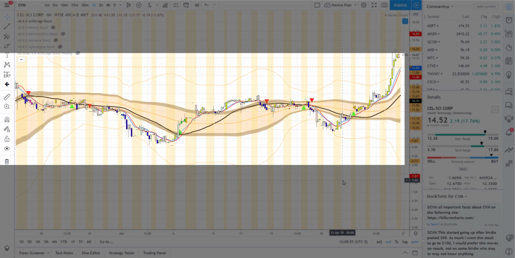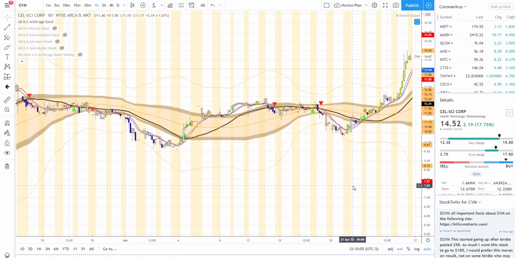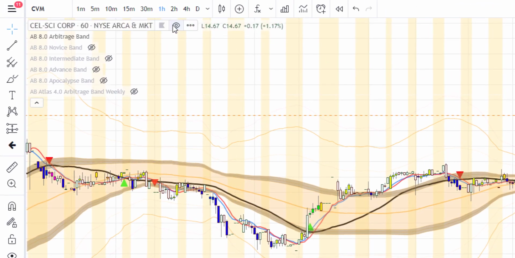The arbitrage bands is the most basic but also the most powerful tool in our entire inventory. All other indicators are actually based off of the bands. Right now I have the 1 hour chart pulled up for CVM stock. We are looking at the arbitrage band itself.